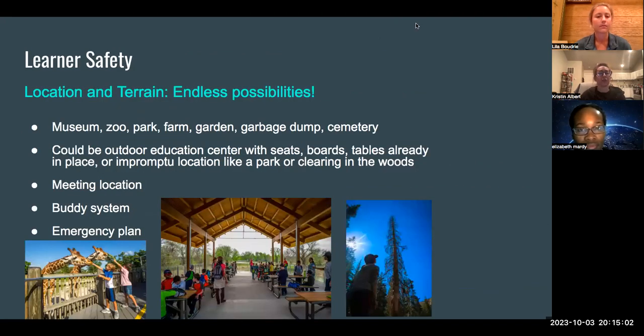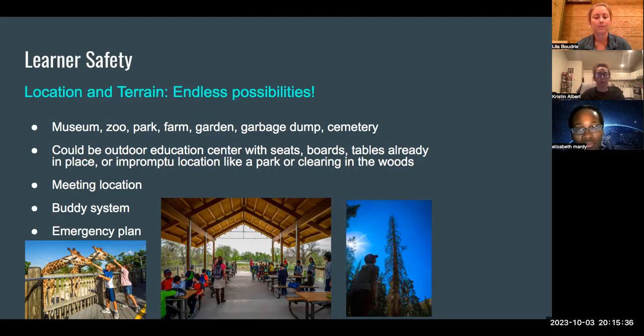So, learner safety. Your possibilities are endless for the location and terrain of your setting. It could be somewhere more common, like a museum, zoo, park, farm, or garden. And some of the less common suggestions that I found were garbage dumps and cemeteries, but I guess depending on what you're looking at, that totally works. It could also be an outdoor education center that already has seats, boards, and tables in place, or some sort of impromptu location like a park or a clearing in the woods, maybe a beach.